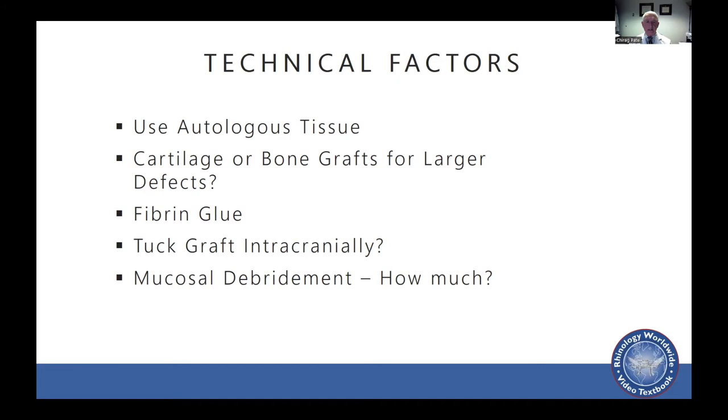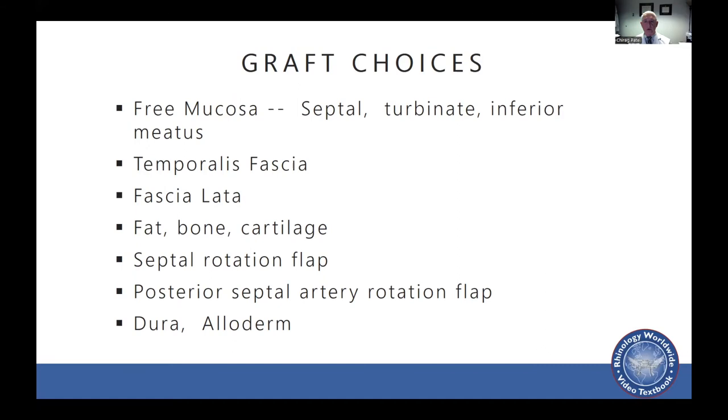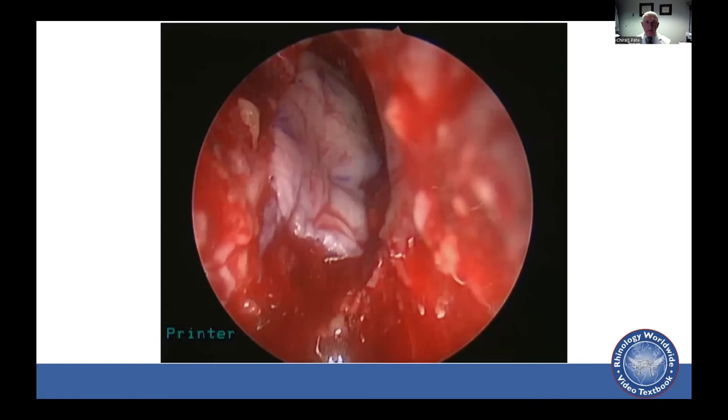The best way to do this is to do mucosal debridement first, scarring up the area for receipt of the graft, put fibrin glue down, then your graft and fibrin glue again. Dean Toriumi from the University of Illinois reported this many, many years ago among animal repairs of CSF leaks and found that this was the best way to do it. And you can use free mucosa, septal, turbinate, inferior meatus, temporalis fascia, fascia lata, fat, bone, cartilage. You can do a septal rotation flap, posterior septal artery rotation flap, dura, Alloderm, all of these things can be used. And the nice thing about it is in many cases, here you see a graft in place, the success is had within 90% plus of cases.